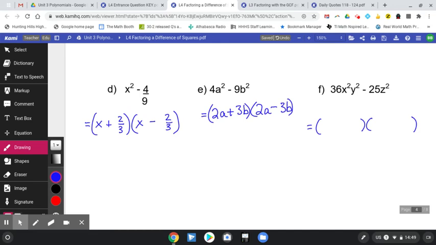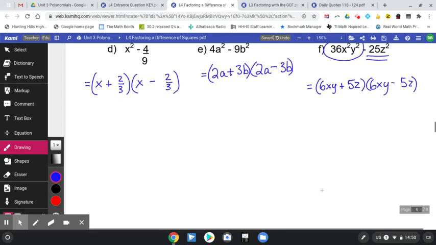So I take the square root of the first term, and that goes in the front of both brackets. So 6xy. And now I do the same thing for the second term. So square root of 25z squared is 5z. That goes in the back of both brackets. One is adding, one is subtracting. And there are your factors. If we multiplied those out with FOIL, we would get the original polynomial.